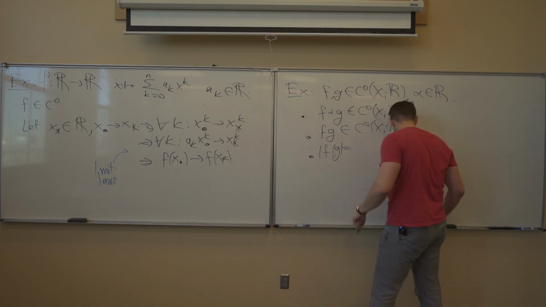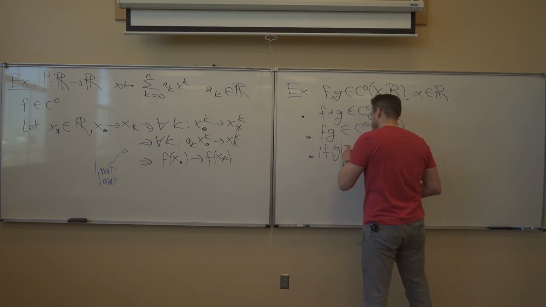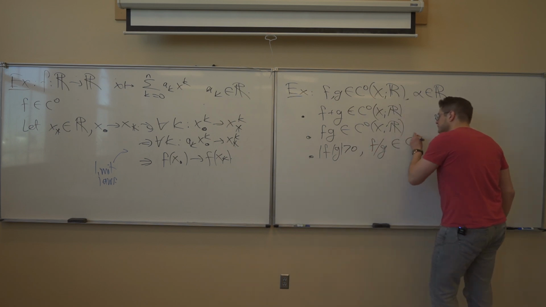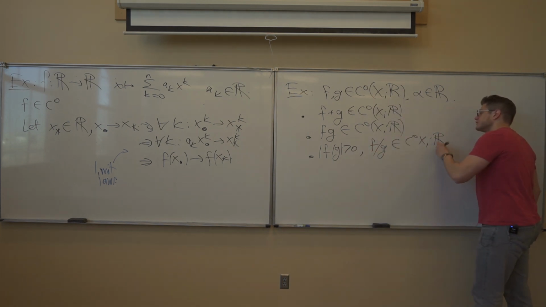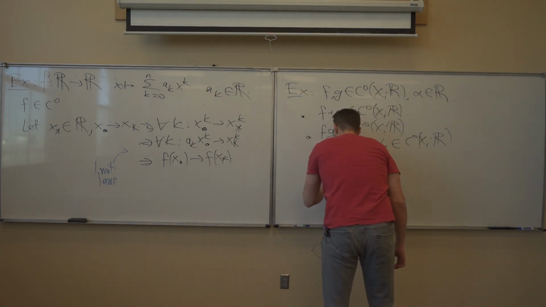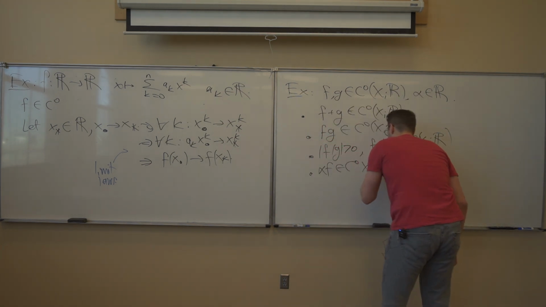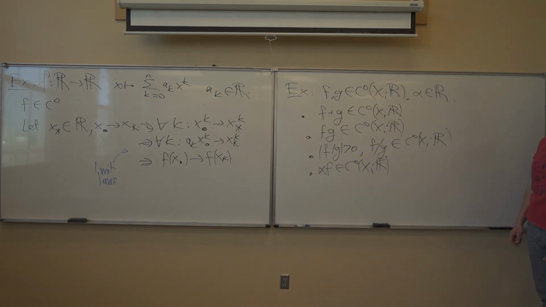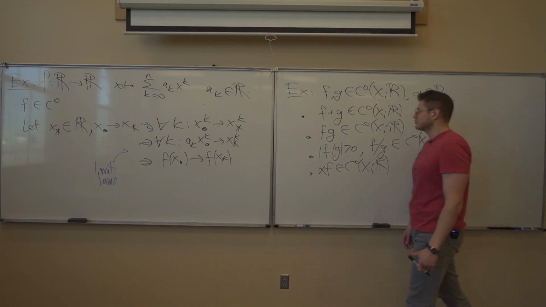If g is never 0, f divided by g is a continuous function. And of course, a constant multiple of f is also a continuous function. And how to do this? Again, you can use the epsilon delta stuff, but it's going to be rather more painful.